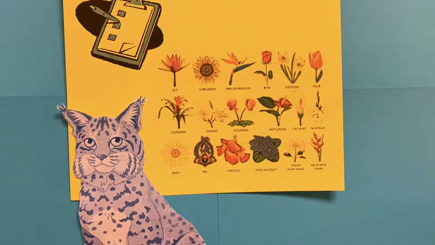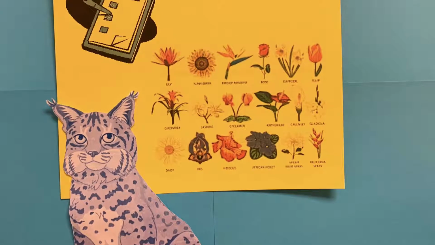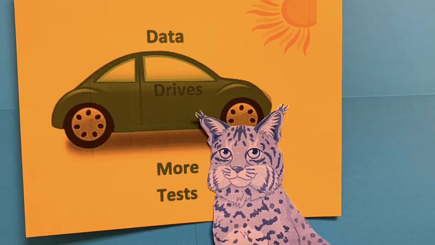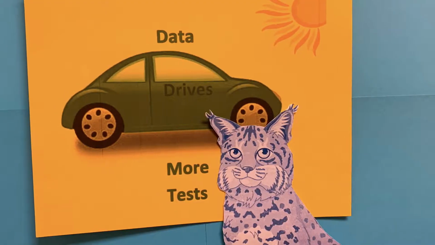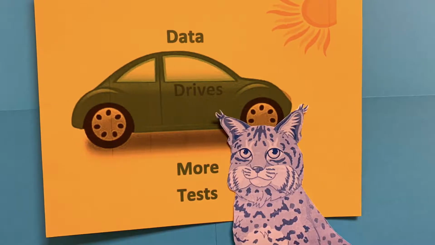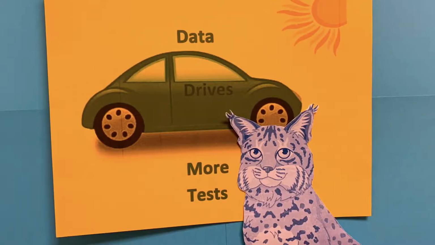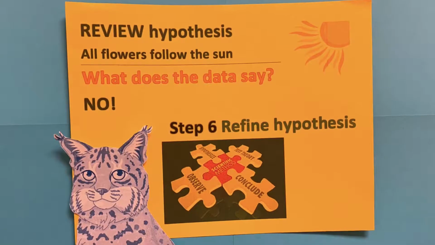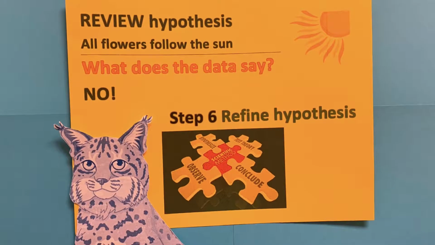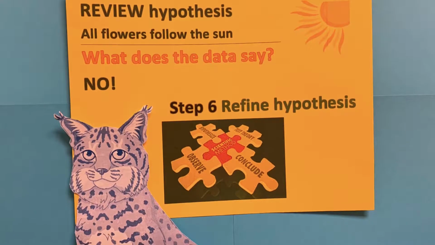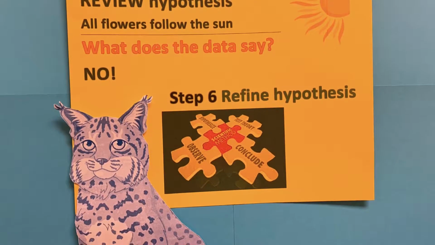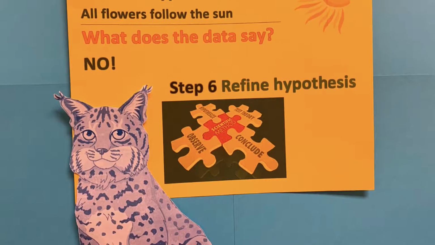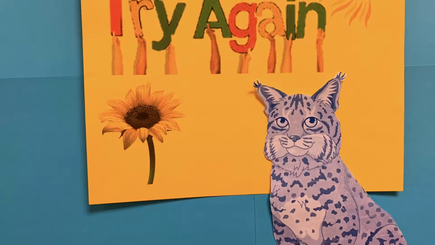And we are going to collect data. That data is going to be both qualitative and quantitative. And when we get that data, it's going to decide where we need to go from there, if we need to do more tests or if we need to ask a different question. Then we're going to review our hypothesis. All flowers follow the sun. What does our data say? No. So it's time to refine our hypothesis.